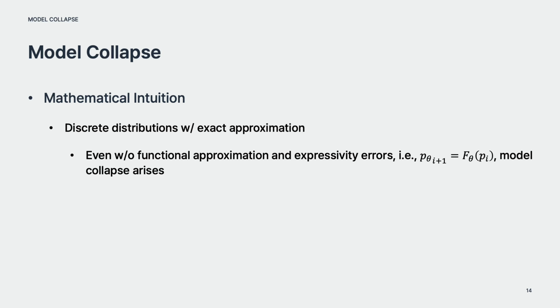At this point, it is natural to ask whether model collapse is simply a consequence of imperfect models. This slide shows that the answer is no. Even when we assume exact functional approximation, meaning the model perfectly represents the learned distribution, model collapse still occurs. This tells us that collapse is not primarily caused by insufficient model capacity or expressivity. Instead, it is fundamentally driven by the data generation process itself, especially finite sampling.